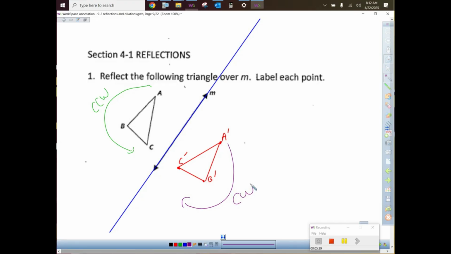So they're going to ask you this. What happened to orientation? Was orientation the same or reversed? It was reversed. And if you think about it, isn't a reflection just a flip it over kind of thing? So that makes perfect sense. It's like, oh, the orientation should be reversed because I just totally flipped this guy over. So that's a reflection.